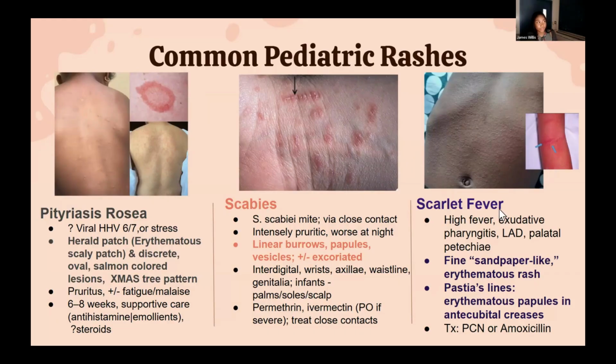And then you have scarlet fever, again, your papules. But with this papule, it's not like hand, foot, and mouth, which also has papules, but this one is more sandpapery and fine. And you may have other associated symptoms such as pharyngitis, lymphadenopathy. And then Pastia's lines are just these erythematous papules within the creases. This right here, the blue arrow showing. Penicillin or amoxicillin for 10 days.